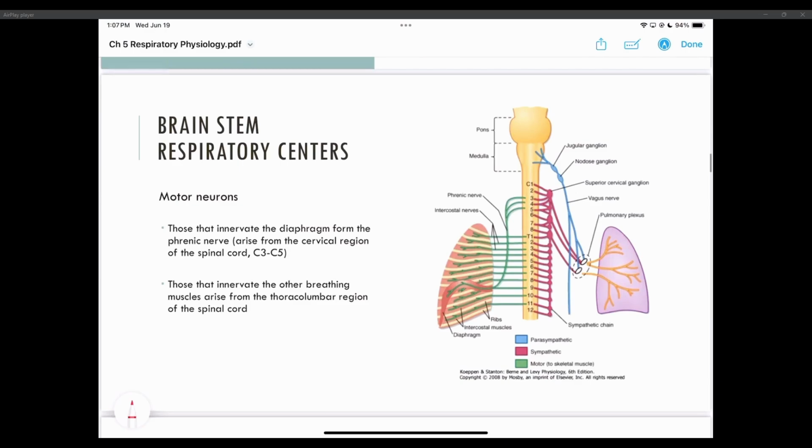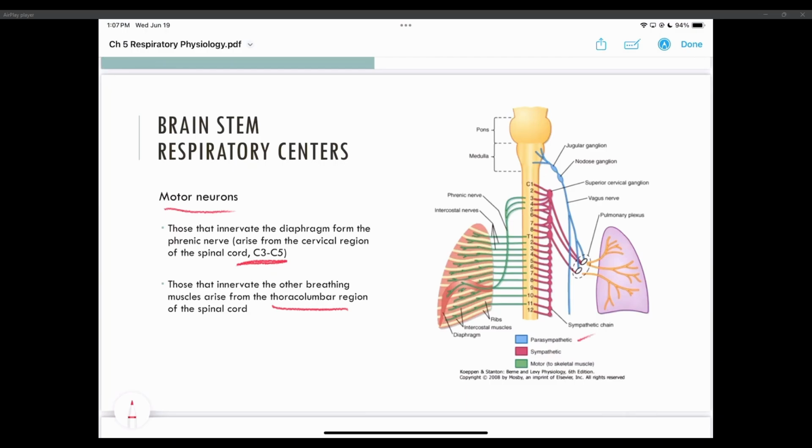So brainstem receptors, motor neurons. The major nerve is our phrenic nerve. C3 to C5 is the phrenic nerve, and that goes right to our diaphragm, and that helps control diaphragmatic muscle. Other ones that are going to help arise from the thoracolumbar region of the spinal cord to go to the lungs as well.